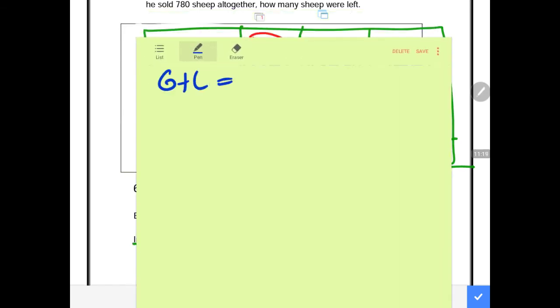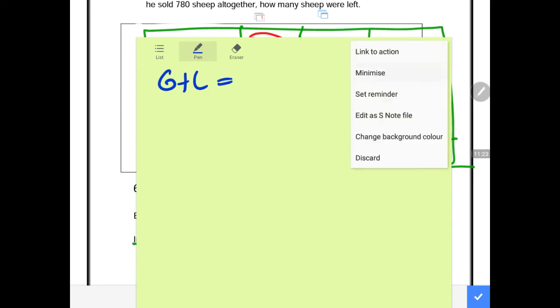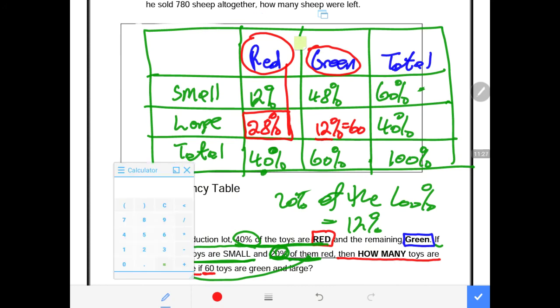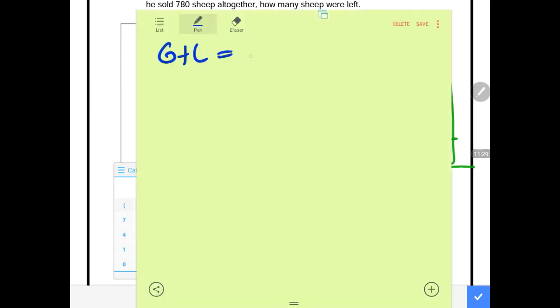J plus L, green and large. We would have said the percentage of the green and large, which is 12%. That means we would have said 12% times by total toys. Let me do it like that. 12% times by total toys is equal to 60 toys.